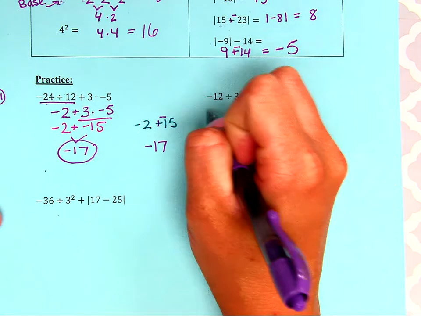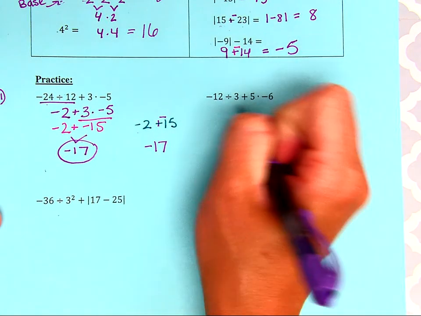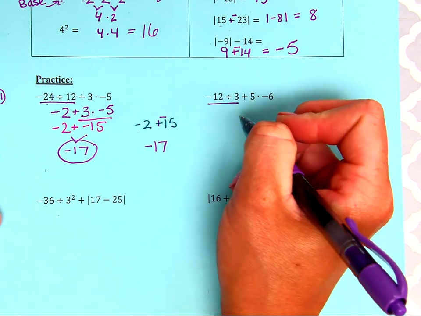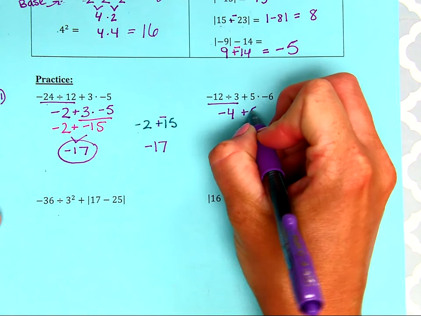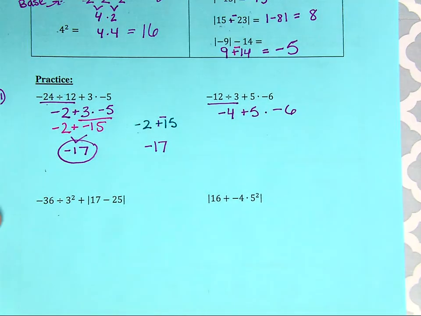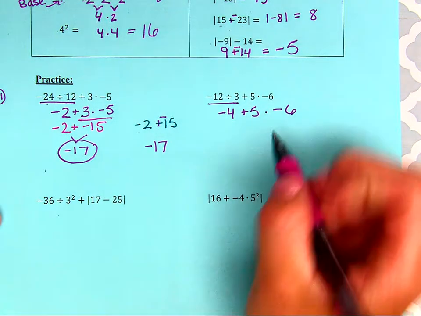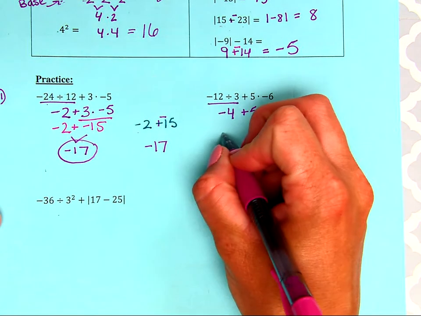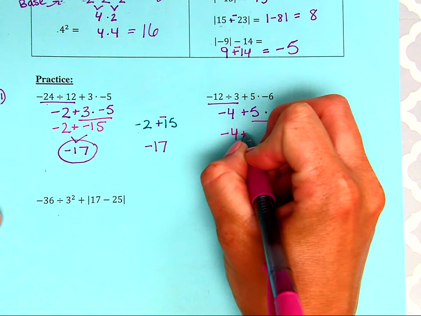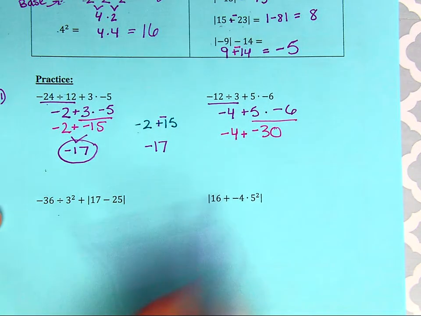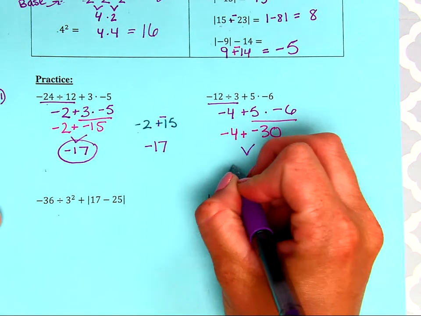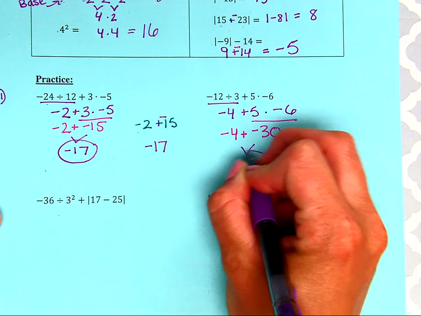Again, I've got division and multiplication. Left to right tells me I'm going to divide first, so I get negative 4, and then I'm going to bring down everything else. Next step is going to be to multiply. I bring down my negative 4, and then I get a negative 30. Last step here, I get negative 34. Circle your answer.